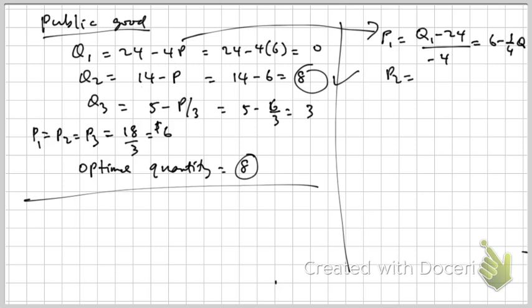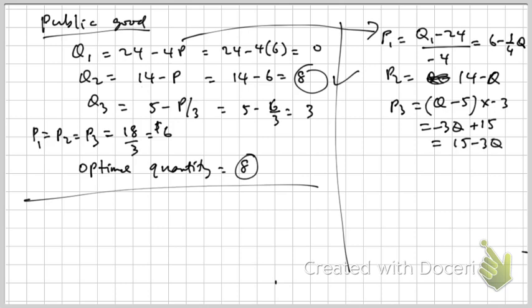And P2 is going to be 14 minus Q, and then P3 is going to be Q minus 5 times -3, which is -3Q plus 15, or 15 minus 3Q.